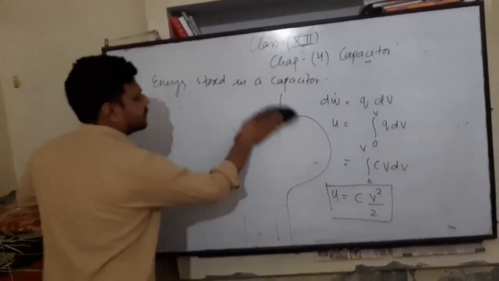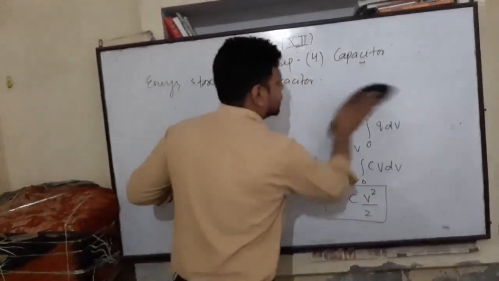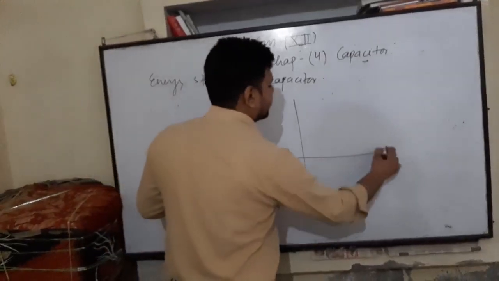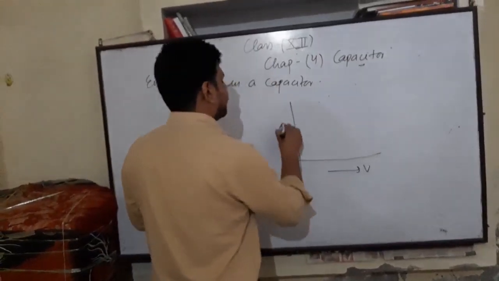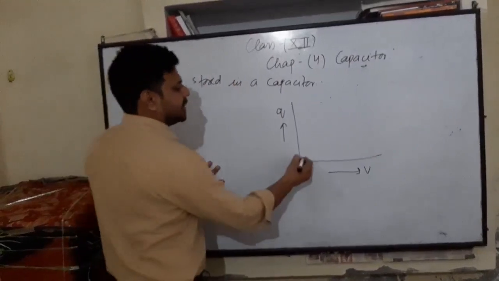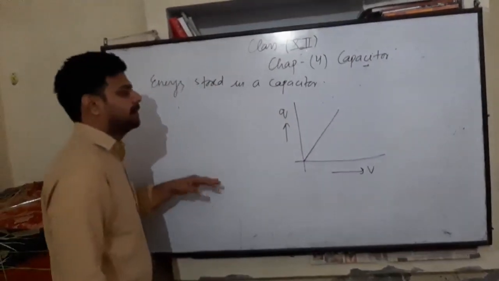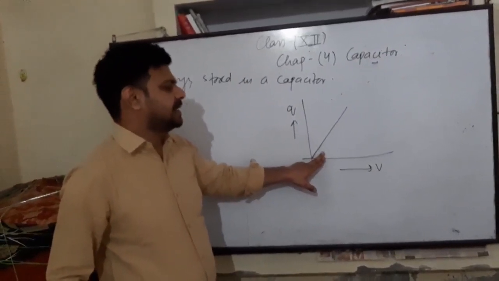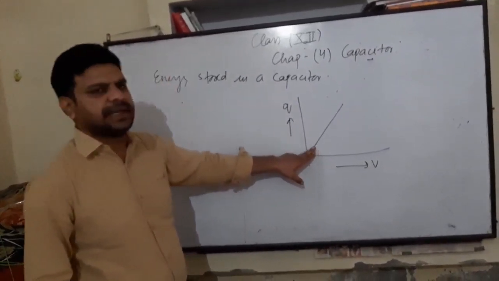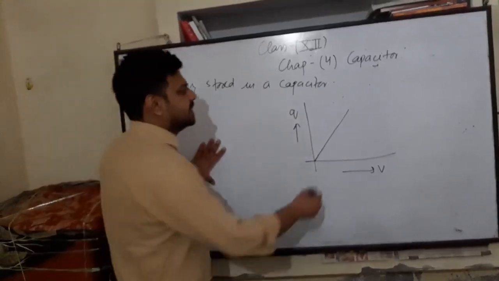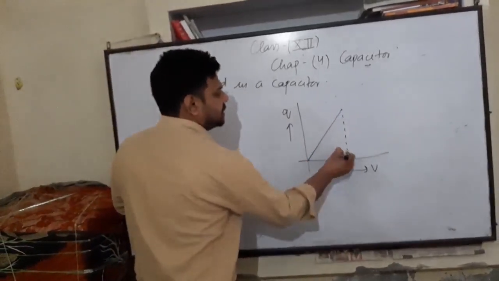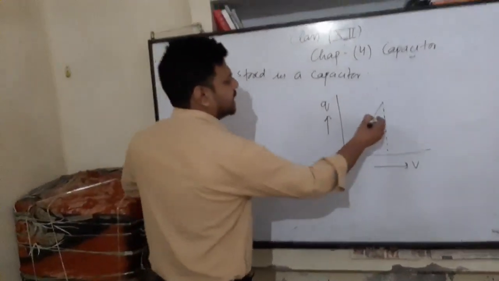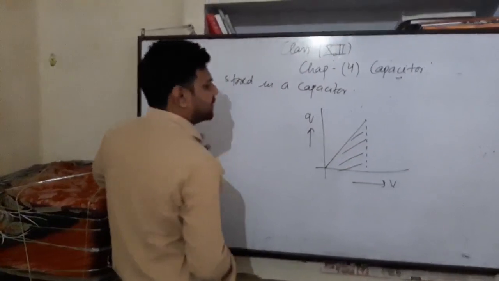Another method for finding the energy of a charged capacitor is the graphical method. If we plot a graph between V and Q, we get a straight line passing through origin. The slope of this line represents capacitance, and the area enclosed by the QV curve represents energy stored in a capacitor.